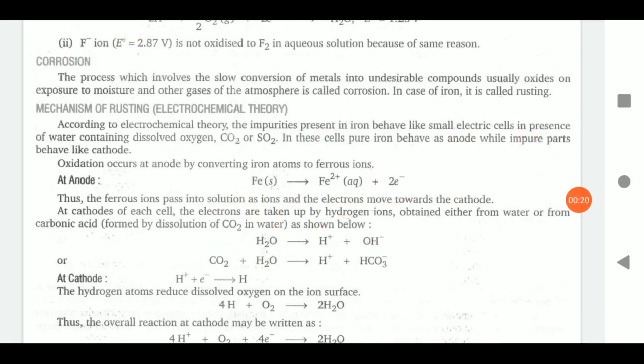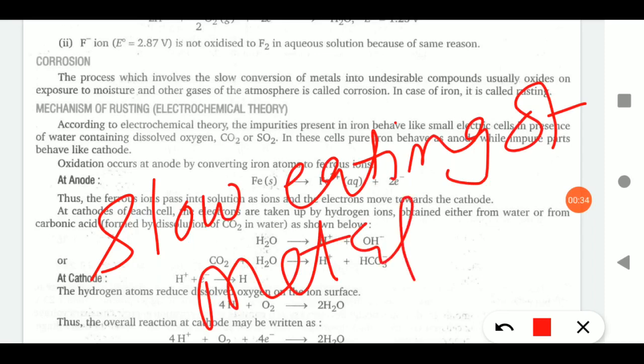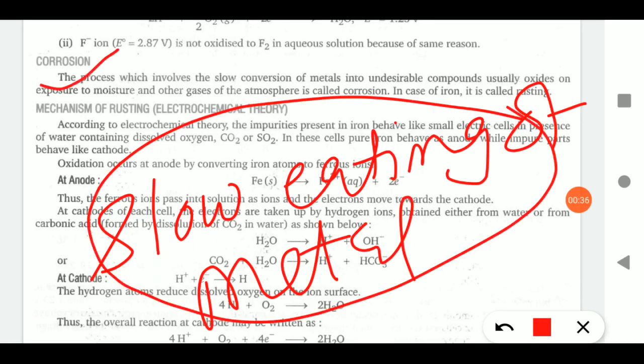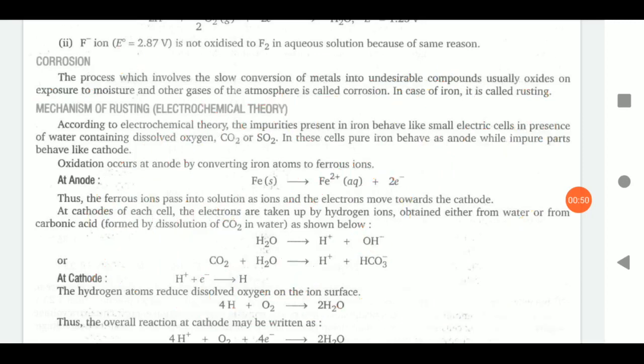So what is corrosion, students? Already you have studied it in class 8th and 9th. Corrosion is the slow eating of metal. Slow eating means decay. You can say decay of metal by the action of air, moisture, etc. is known as corrosion.